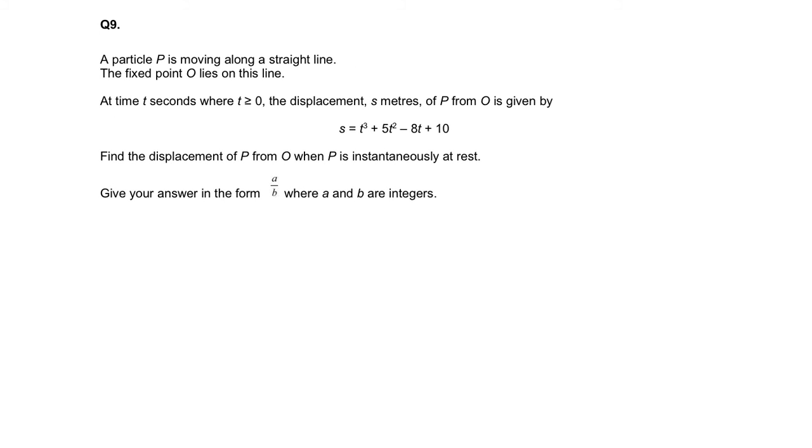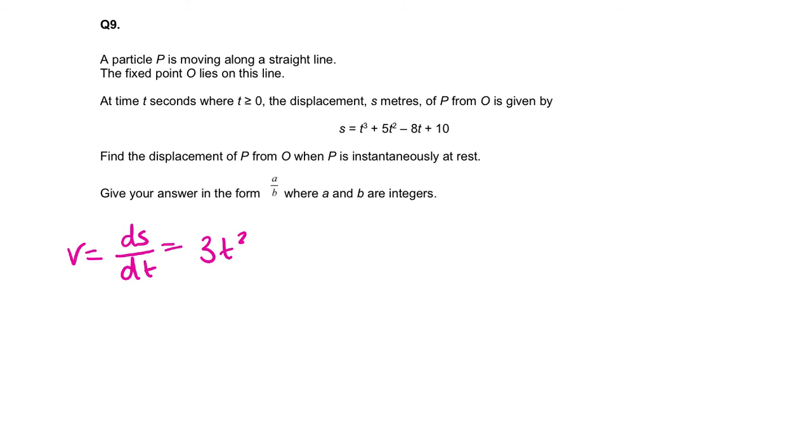So, a particle is moving along a straight line and the fixed point O lies on this line. At time t seconds, where t is greater than or equal to 0, the displacement s meters of p from O is given by this. Find the displacement of p from O when p is instantaneously at rest. Okay, so the first thing we need to do is differentiate s with respect to t, because this is going to give us our velocity.